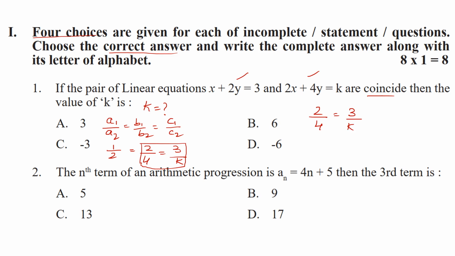Just cross multiply. You will get 2k is equal to 4 3s are 12, then k is equal to 2 1s are 2, 6 are. So k is equal to 6. So the option is 6. Here, with respect to pair of linear equations, they ask to find the value of k only with respect to coincide or parallel. Only coincide and parallel.